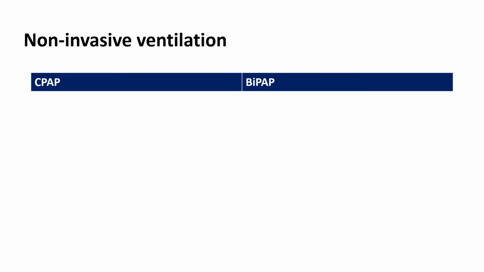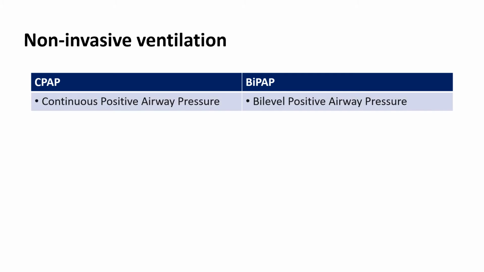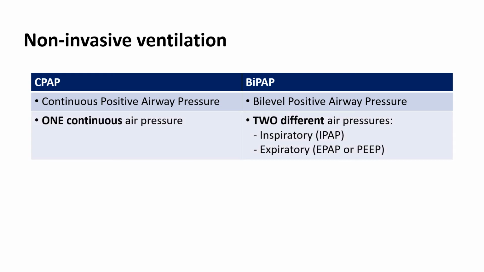Let's compare these two devices in a different way just to solidify this. So I've got CPAP on the left and BiPAP on the right. CPAP stands for continuous positive airway pressure, and BiPAP stands for bilevel positive airway pressure. A CPAP machine provides one continuous airway pressure, whereas a BiPAP machine alternates between two different airway pressures. There's an inspiratory pressure called IPAP and an expiratory pressure called EPAP.